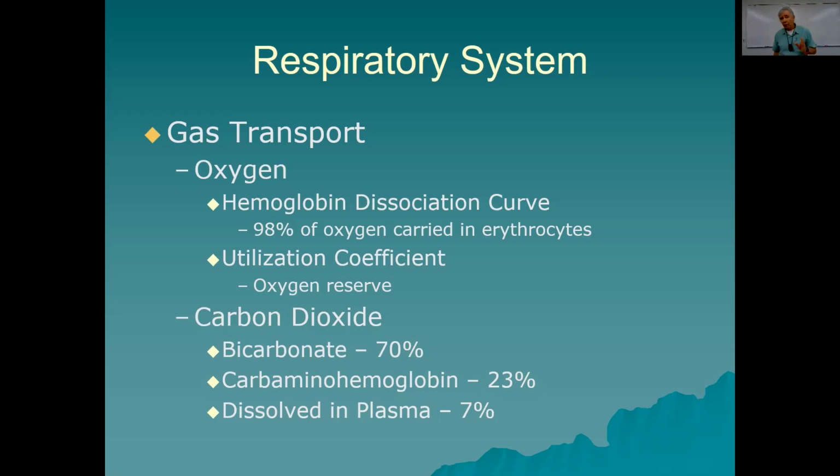23% is actually bound to hemoglobin. So you gotta remember that hemoglobin binds oxygen. It also binds carbon dioxide. What it does is called carbamino hemoglobin. And then 7% is actually dissolved in plasma. CO2 is much more soluble in an aqueous solution than oxygen is, and so 7%. So there's 3 ways that carbon dioxide is carried in the blood.